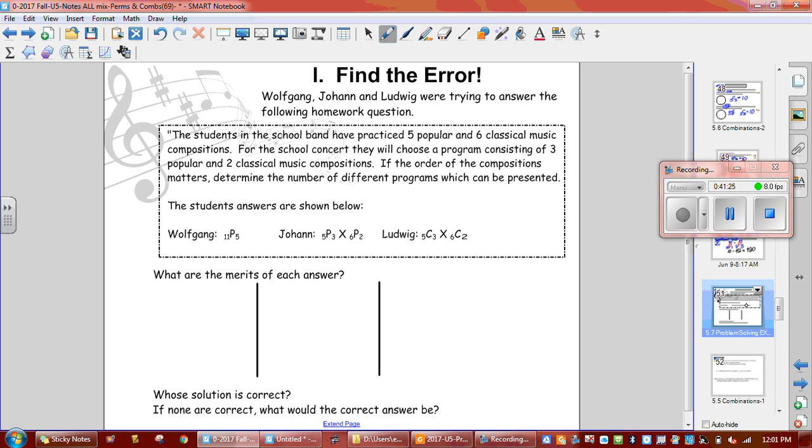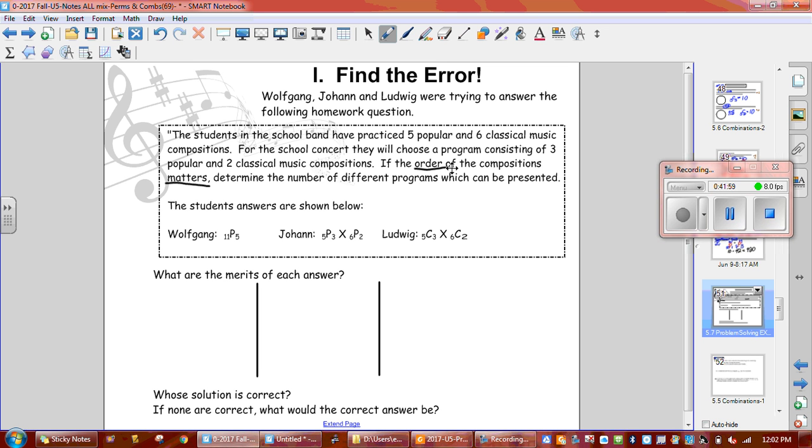So we have 3 people, Wolfgang, Johann, and Ludwig, and they have their choices for their solutions up there. We need to decide if they're correct or if they're wrong and what is wrong about each of their choices. So, first of all, Wolfgang, he just decides the permutation because order matters. He does not consider the fact that they can be played in any order. Well, they can be played in any order. However, they're saying that they have to have 3 popular and 2 classical.